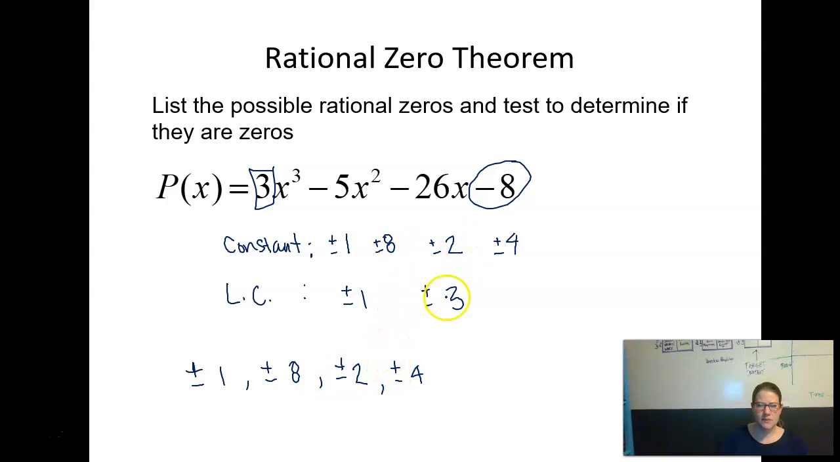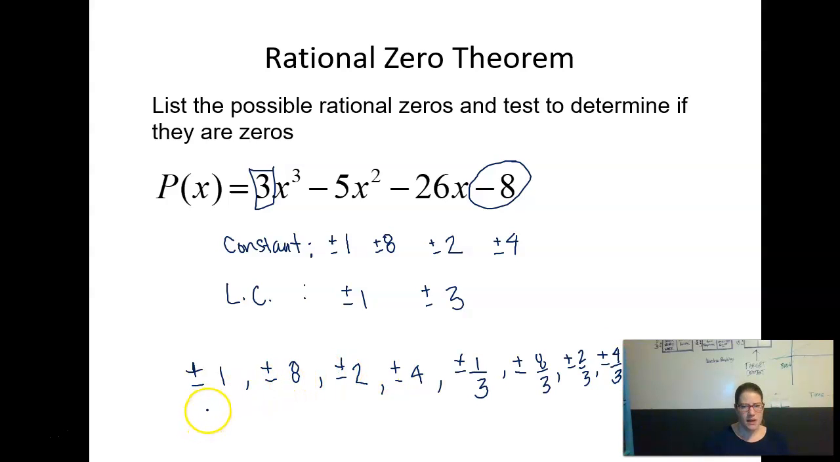Now we need all of these numbers divided by 3. And again, it could be the positive or negative of all of that. So 1 divided by 3, plus or minus 8 divided by 3, plus or minus 2 divided by 3, and plus or minus 4 divided by 3. So there's a lot more possibilities on this one than on the previous one, simply because our numbers had more factors, our constant and our leading coefficient. So this is all the possibilities.